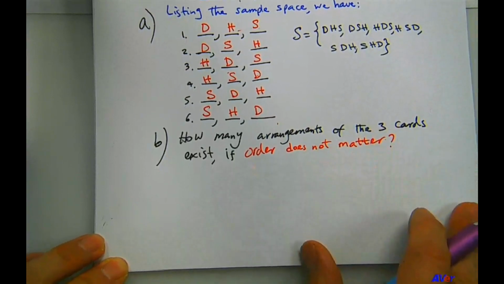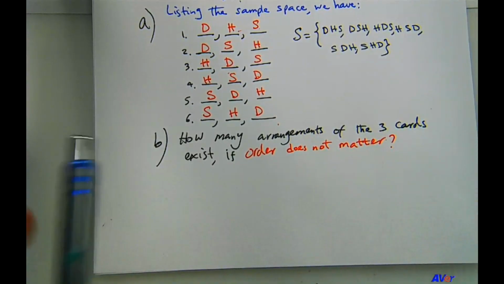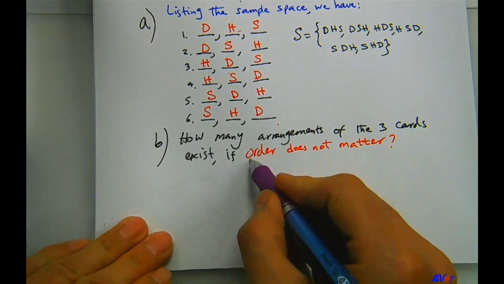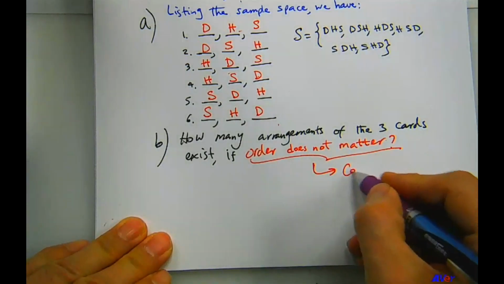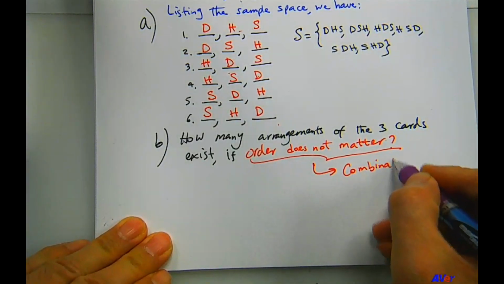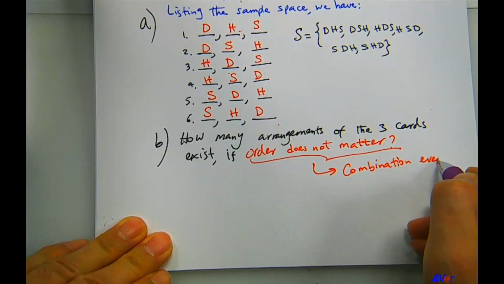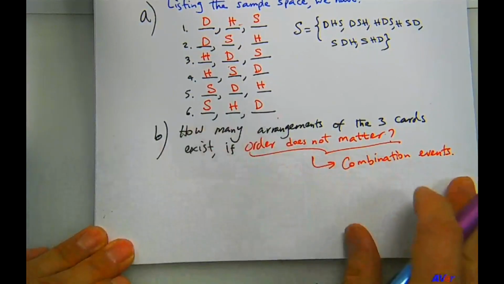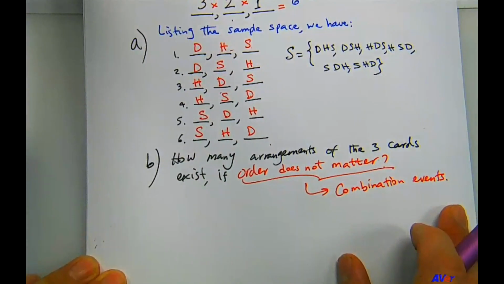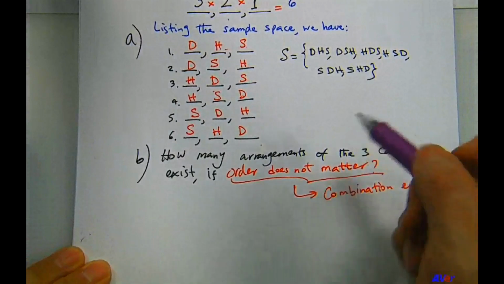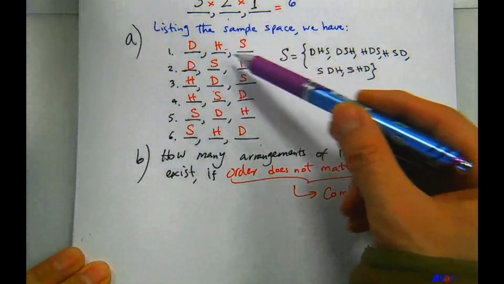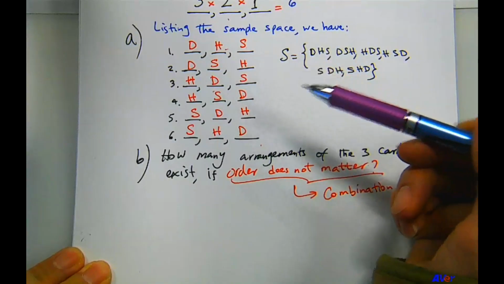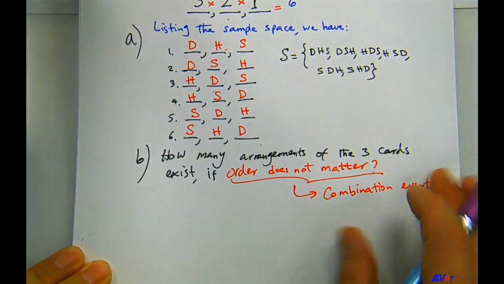Very, very important example. Okay, so since the order doesn't matter here, then for this scenario, we're using combination of events. Okay, think about it. Before I write down the answer, think about how many different possibilities there are with these 3 cards if the order doesn't matter. Think about it for a few seconds, or pause the video before you see my answer.